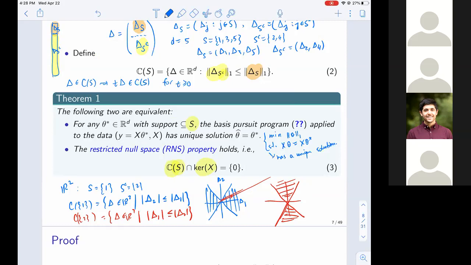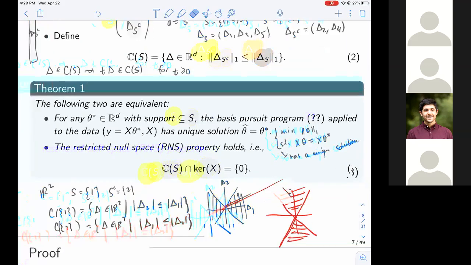And the result is saying that if that restricted null space property holds, then your solution is going to be unique and it's going to be exactly theta star. So it's going to have the same support as theta star. But this condition has to hold for S, which is the support of the true theta star. Does that make sense? Let me know if it doesn't make sense. I can try to reword it. What were you thinking about, you said we usually think differently?